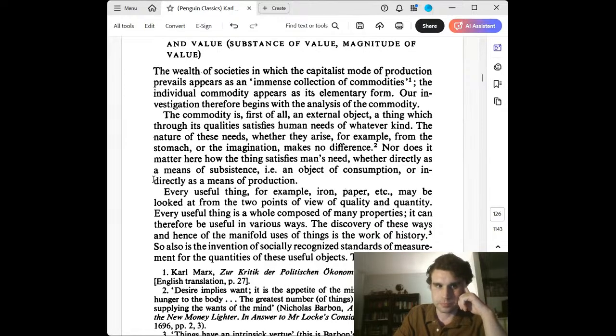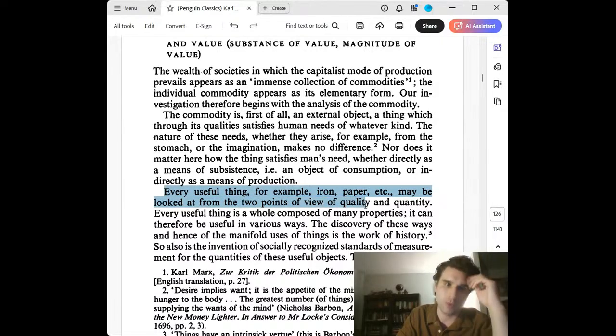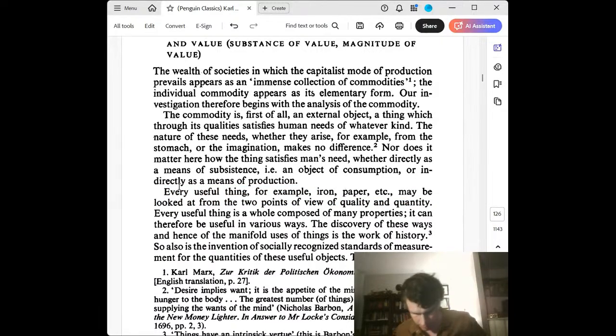Okay. Every useful thing, for example, iron, paper, etc., may be looked at from two points of view, quality and quantity. So a useful thing, nützliche Ding, is not necessarily a commodity, right? Things could be useful things without being commodities, but it's something that has a use value.